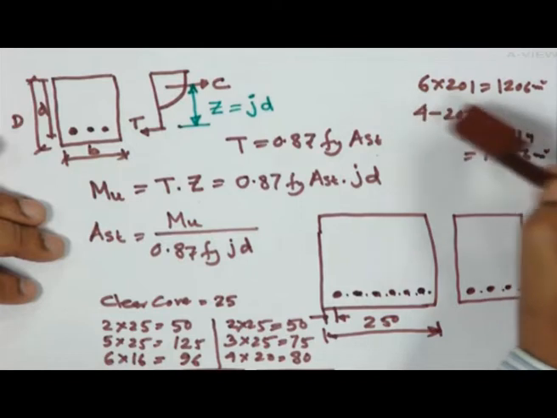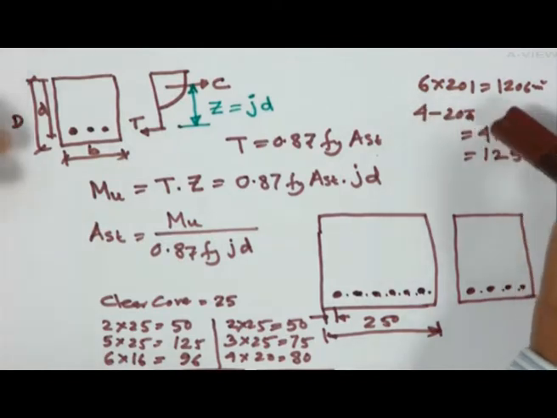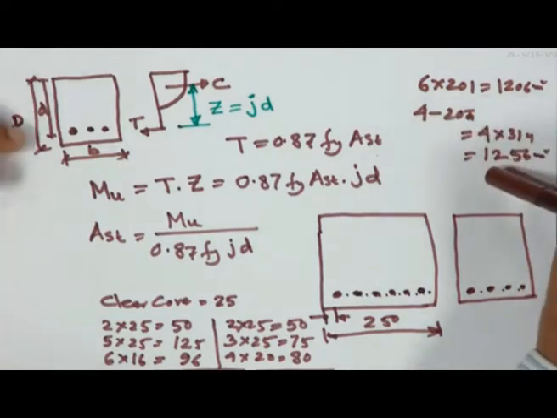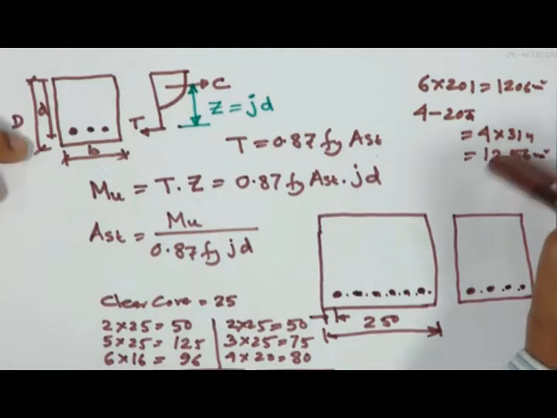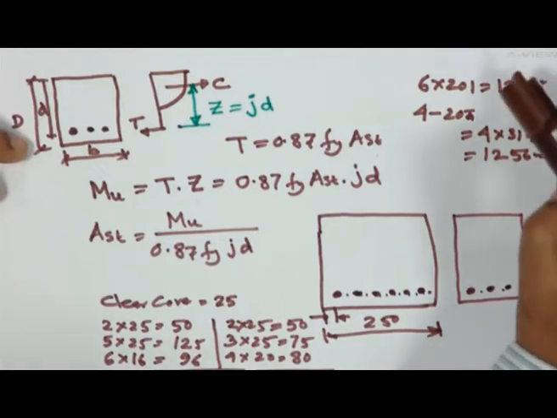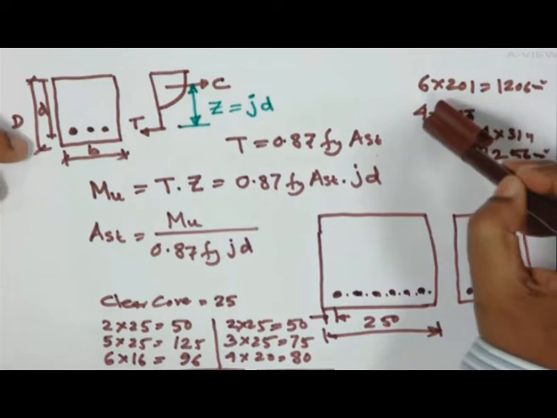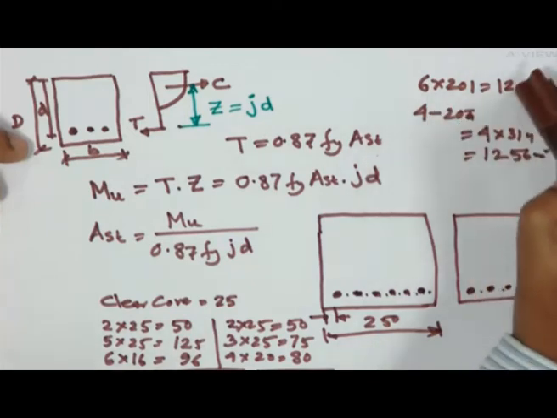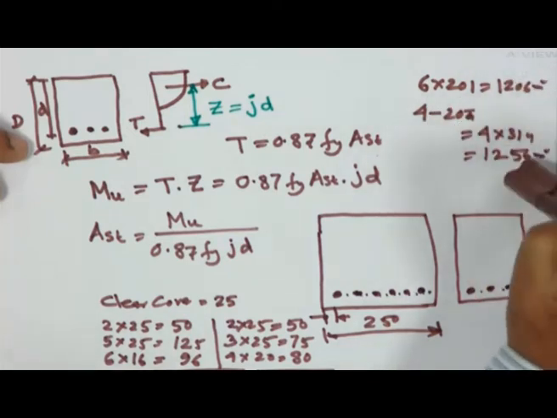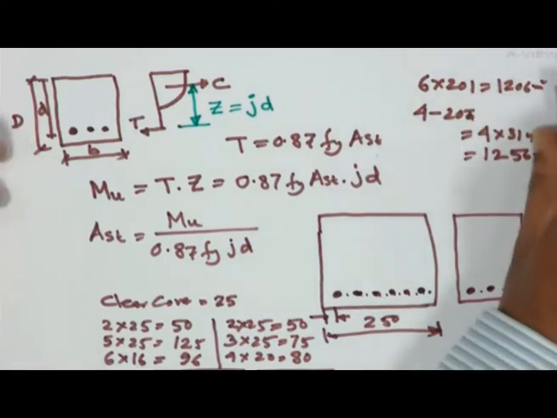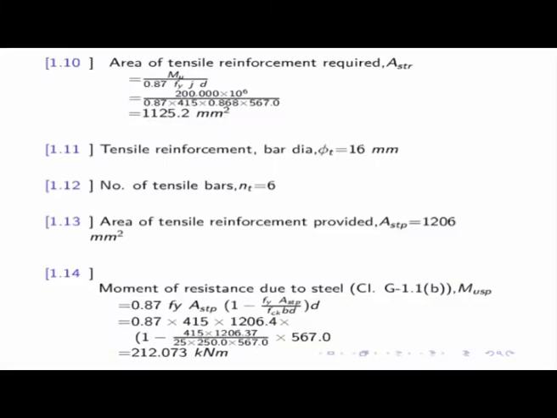So you can provide 420, though it is not in the drawing, but it is safe because you are providing more. And obviously you will never provide less than this value. That means you should never give 320. You should always give a value which is more than this. This is the way we also do it at site.